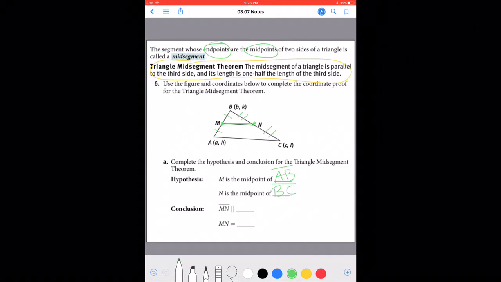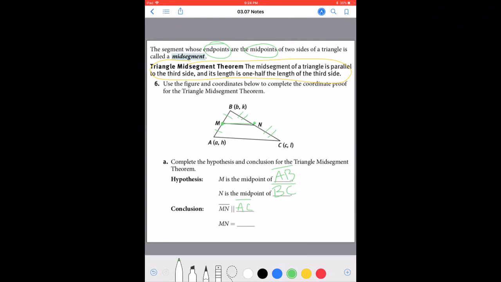Now let's look at the conclusion. Our conclusion has two parts. MN is our midsegment. What line is MN parallel to? Yep, AC. MN and AC should be parallel. We're actually going to try to prove that in a second. Next, it says its length is 1/2 of the length of the third side.